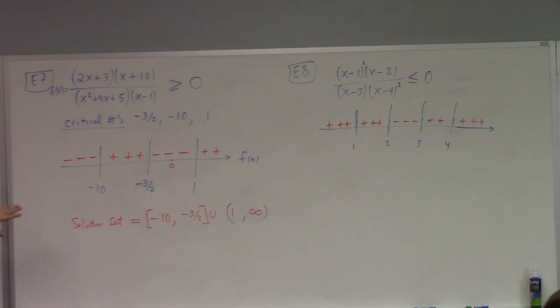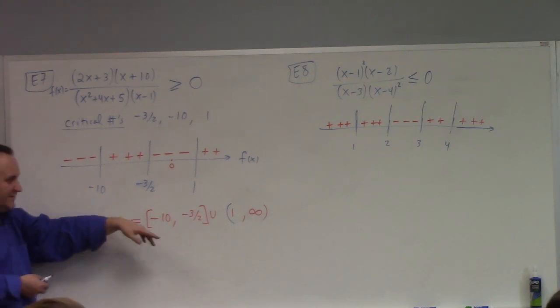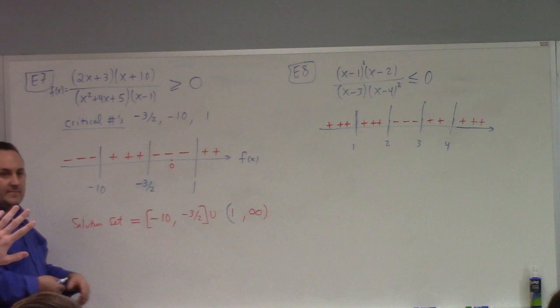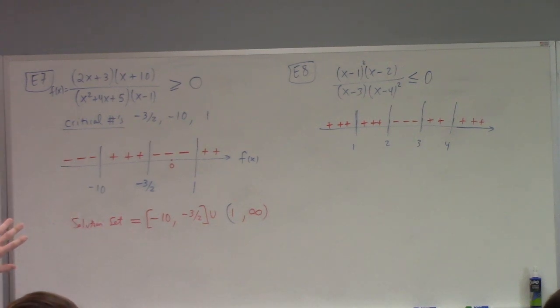So we do keep the minus 10 and the minus 3/2. We need to exclude the 1. And that's it. That's the solution. So we're excluding the 1, just because it's in the denominator. It's because it's in the denominator that it's excluded. Can't divide by 0, right?